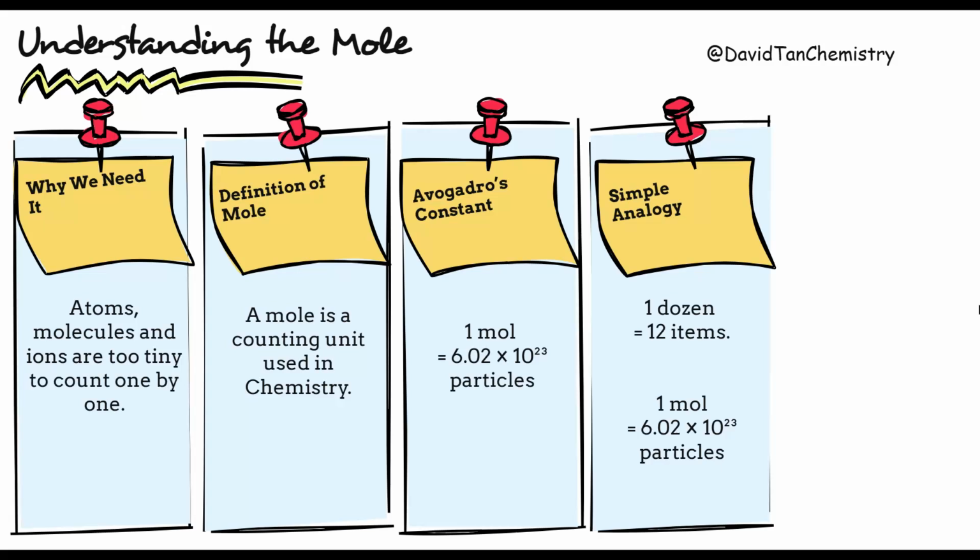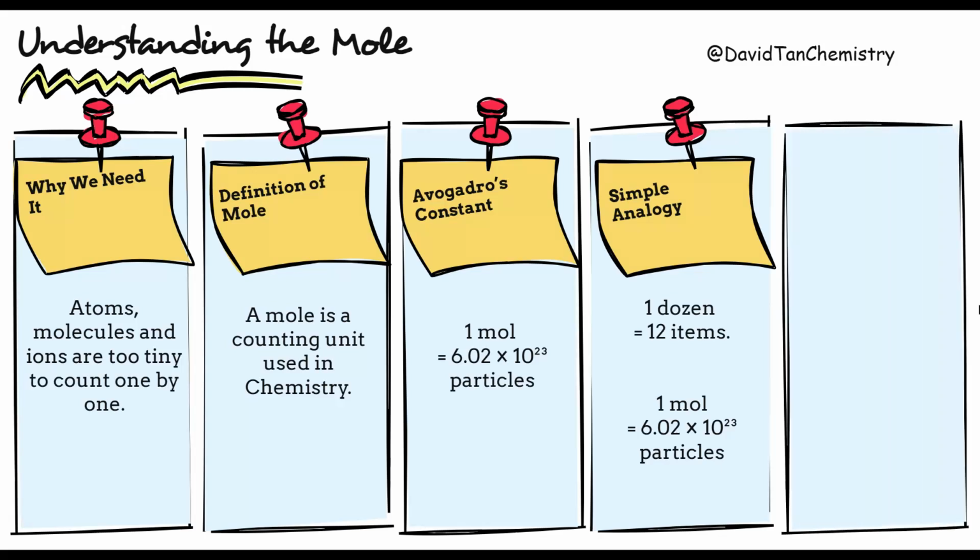This idea is similar to a dozen. 1 dozen means 12 items. In the same way, 1 mole means 6.02 times 10 to the power of 23 particles. The only difference is that the mole is much larger because atoms and molecules are so small.